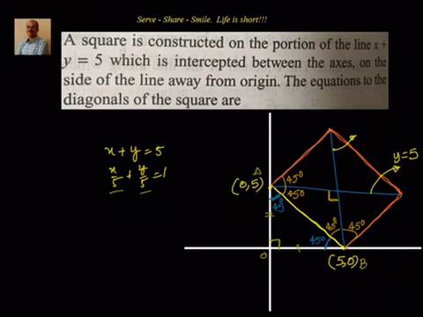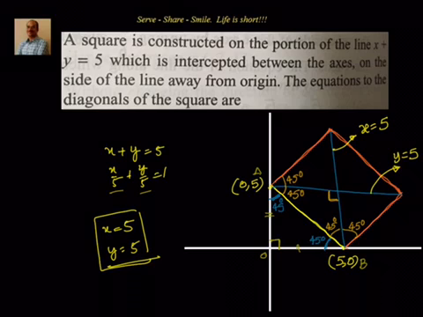Similarly, the other diagonal is a line parallel to the y-axis and passing through the point (5, 0). That equation is given by x equals k, but k equals 5. So the equations of the diagonals of the square are x equals 5 and y equals 5.